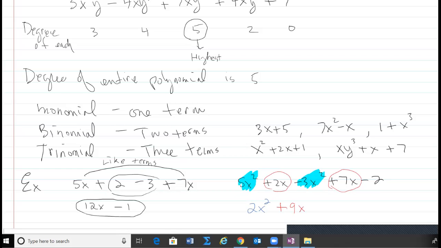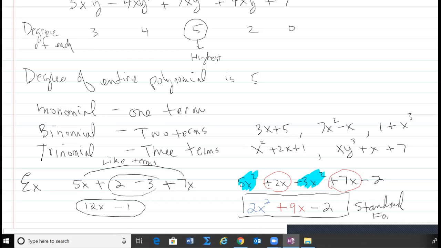Notice how I add them. I do not change the variables. This is x squared, this is x squared. That becomes 2x squared. 2x, 7x makes 9x. Do not change the variables. Don't change those exponents. And then finally, we can write that minus 2 down there because it's sort of the oddball and doesn't have a match. And that would be our answer. Leave it like that. And incidentally, this is considered standard form.